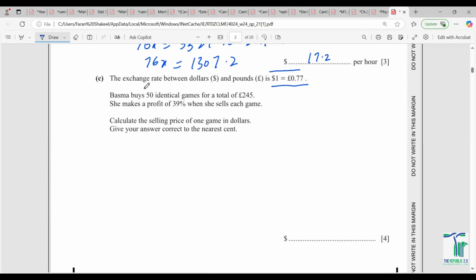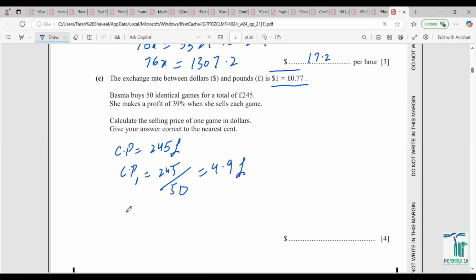Now the exchange rate between the dollars and the pound is that $1 is equal to 0.77 pounds. Bisma buys 50 identical games for a total of 245. So उनकी जो cost price है, the cost price is 50 identical games for a total of 245 pounds. और cost price of one game कितनी हो जाएगी? 245 divided by 50. It would be 4.9. यानी 4.9 pounds की उनके पास एक game है.